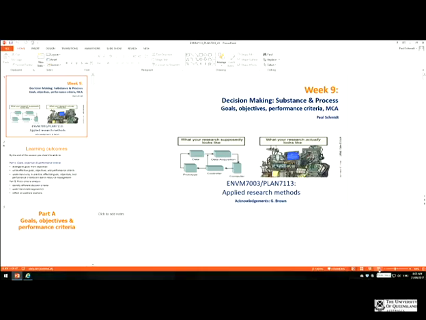We're going to talk about decision making, goals and objectives, performance criteria, and then we're going to touch on multi-criteria analysis. And then over the next few weeks, after the break, we'll look at a few other ways that we can feed research into the decision-making processes in management and planning in particular.